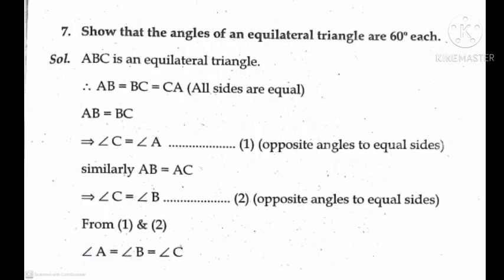Last question of exercise 7.3. Seventh question. Show that angles of an equilateral triangle are 60 degrees each. Solution. ABC is an equilateral triangle, so AB equal to BC equal to CA, since all sides are equal in an equilateral triangle. AB equal to BC, that implies angle C equal to angle A, since angles opposite to equal sides are equal. Similarly, AB equal to AC, that implies angle C equal to angle B, since angles opposite to equal sides are equal. From 1 and 2, we can say angle A equal to angle B equal to angle C.